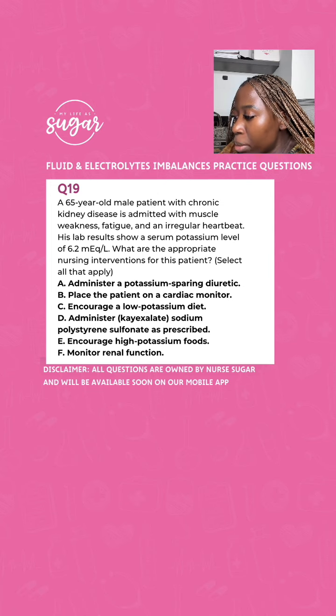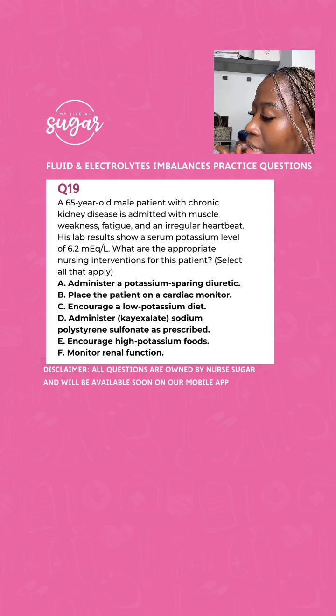A 65-year-old male patient with CKD is admitted with muscle weakness, fatigue, and irregular heartbeat, right? Potassium level is high. What are the appropriate nursing interventions for this patient? Your options are A. Administer a potassium-sparing diuretic. B. Place the patient on a cardiac monitor. C. Encourage a low potassium diet. D. Administer Kayexalate. E. Encourage high potassium foods. F. Monitor renal function. Again, the patient has chronic kidney disease.